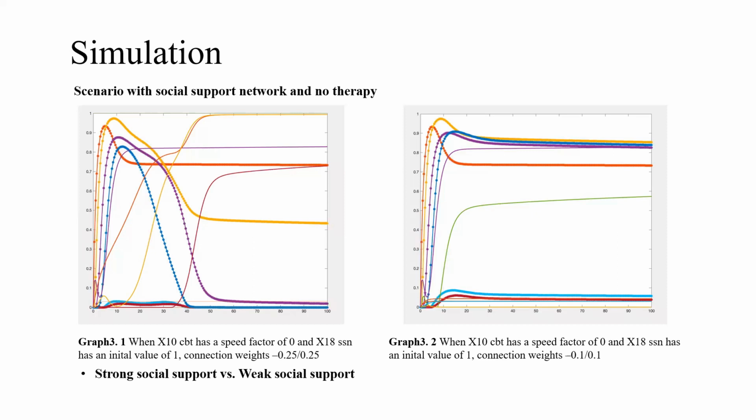But this one is when the positive social network has a lower value, so it doesn't really have a strong effect on the negative pathway, but it also helps to lower down the level of negative thoughts and rumination. Yeah, but it doesn't help the positive ones to rise effectively.